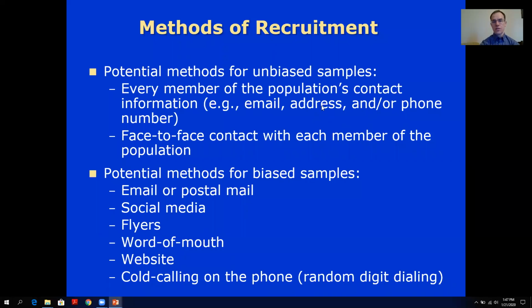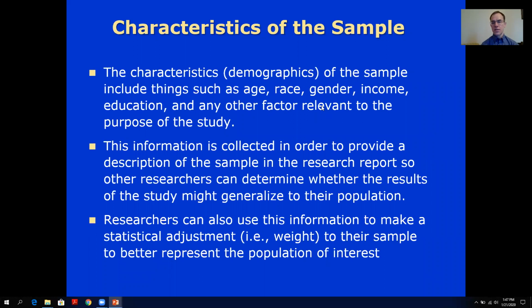So when recruiting a sample, you need to take into consideration the characteristics of that sample, or the demographics. And these might include such things as age, race, gender, income, education, and any other factor that's relevant to the purpose of the study. Now, this information is collected in order to provide a description of the sample in the research report so other researchers can determine whether the results of the study might be generalized to the population, or they may want to replicate the study. So it'd be important for those demographics to be explicit in the research study and in the manuscript.